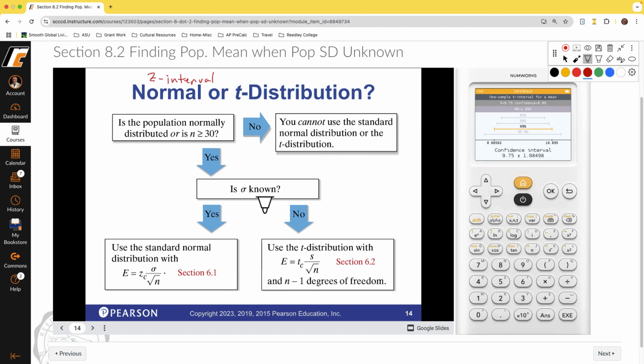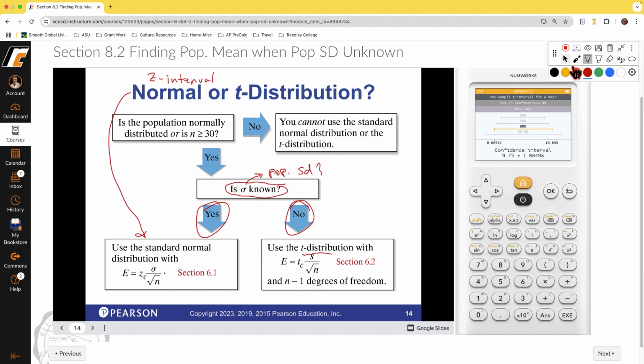If it is true, then the question comes down to, do we know what the population standard deviation is? If yes, then that's when we use the z interval or the normal, right? If no, that's when we use the t. Okay, so again, slightly different formulas.